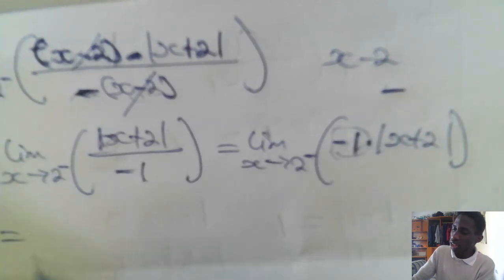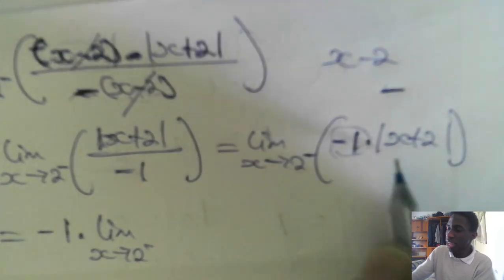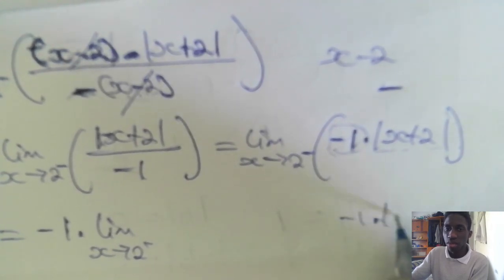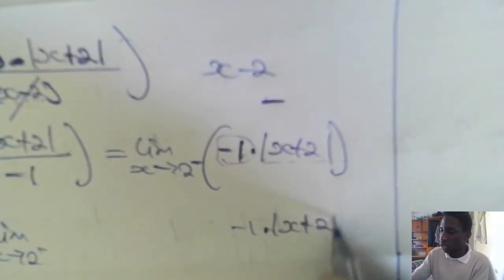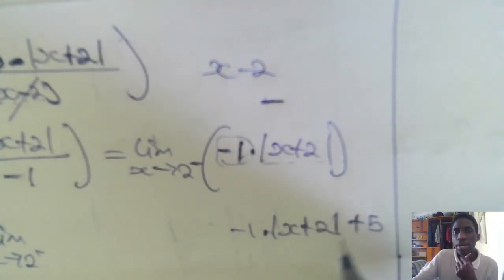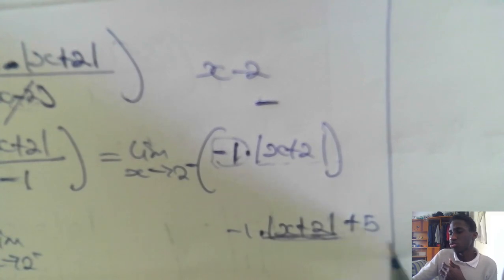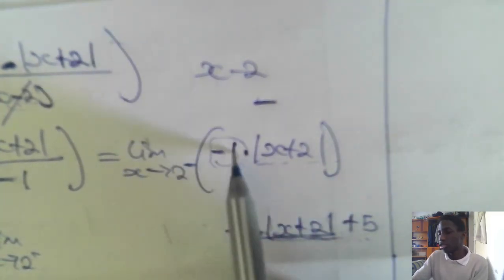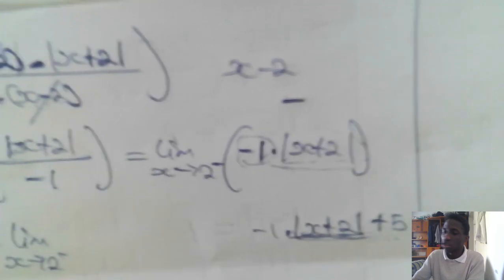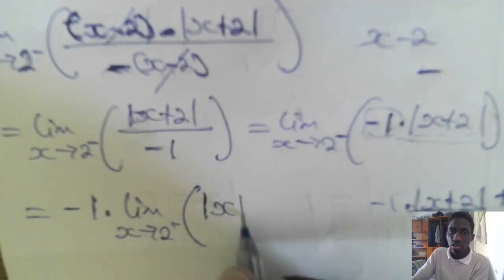So the constants can actually come out of the limit. You can only do this when the constant is multiplying everything. If it was minus 1 multiplied by absolute value of x plus 2 plus 5, then I can't remove minus 1, because it only covers the x plus 2, not the 5. But in this case, it covers everything we are evaluating, so it can come out. And in the bracket, I have absolute value of x plus 2 left.